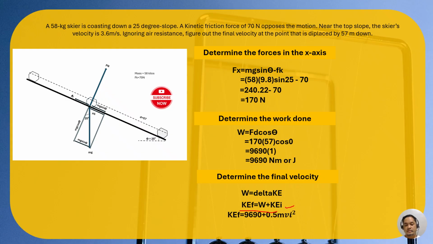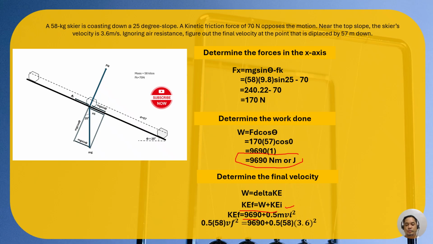In that case, you will have KEF is equal to work. The work done is here, 9,690. So we plug it here in our variable work. And we extracted the formula for KEI. We have 0.5, that's the formula of kinetic energy initial: 0.5 times mass times velocity initial, and then squared.